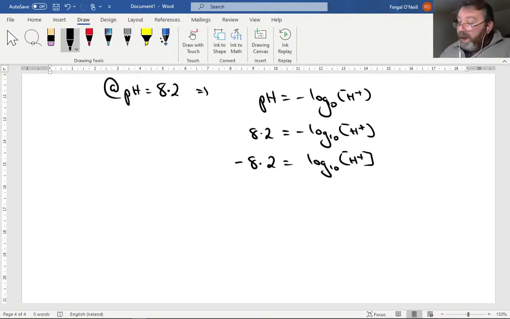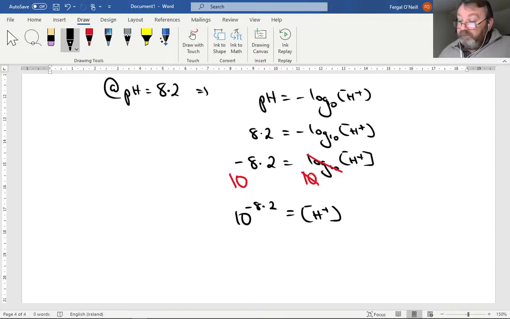Now, how do I get rid of a log that I don't want? Just keep this in mind, because we've been dealing with the exponential and the natural log functions in the previous 2 or 3 questions. To get rid of a log, I have to bring in a base on both sides that matches the base of the log. So this time I'm going to bring in base 10 on that side and base 10 on this side. And when you have base 10 raised to the power of log to the base 10, guess what? They cancel. So what do you end up with? 10 to the power of minus 8.2 is equal to the hydrogen ion concentration.